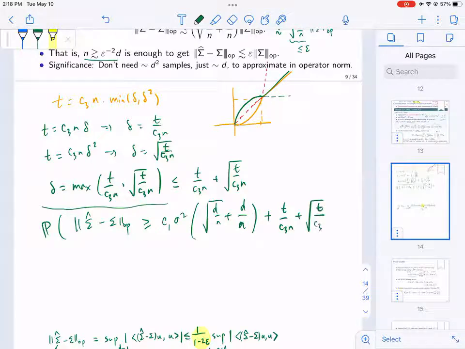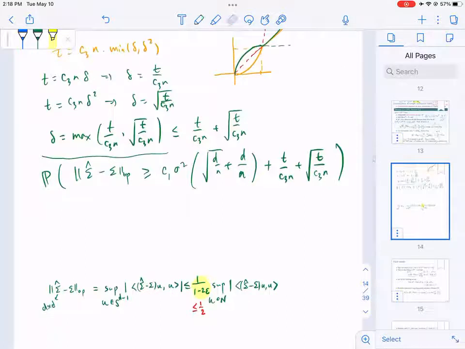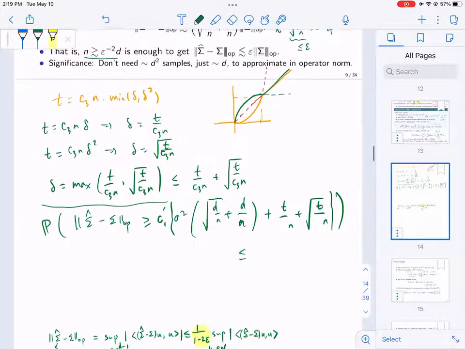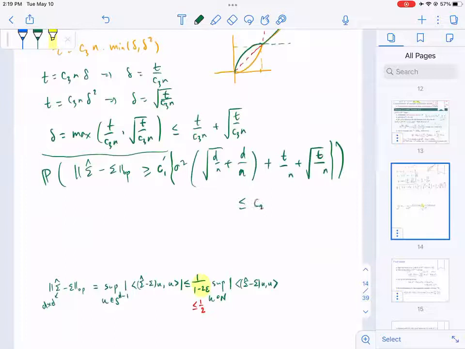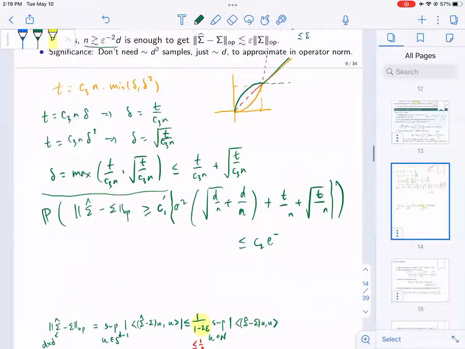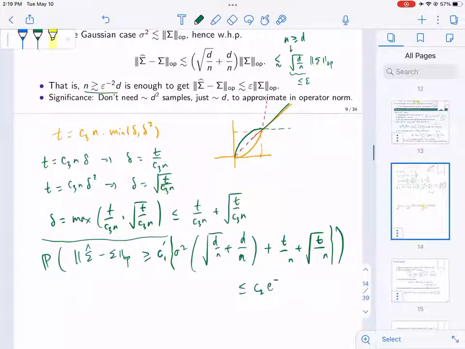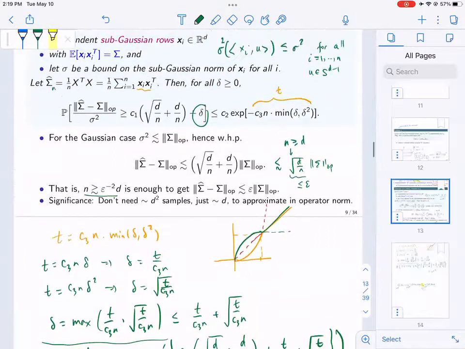So you'd get something like this, right? And then I'm going to absorb these constants into another c prime 1. So that will be the result. Okay, this holds with probability e to the, there's some constant here, c2 e to the negative t. Okay, this is a little bit easier to work with and to prove.